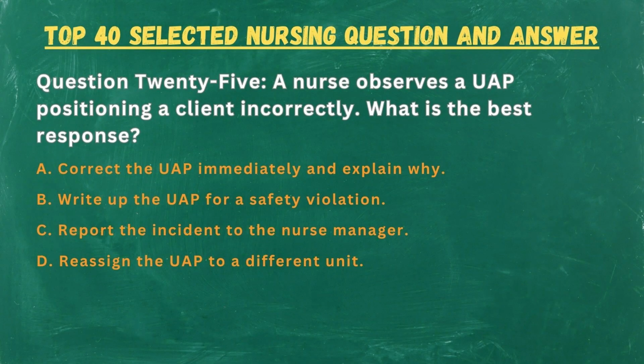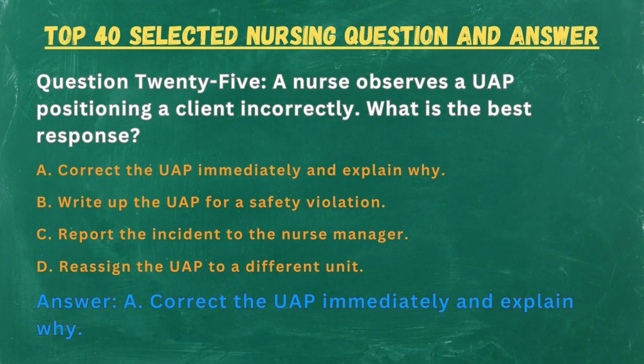Question 25. A nurse observes a UAP positioning a client incorrectly. What is the best response? A. Correct the UAP immediately and explain why. B. Write up the UAP for a safety violation. C. Report the incident to the nurse manager. D. Reassign the UAP to a different unit. Answer: A. Correct the UAP immediately and explain why.